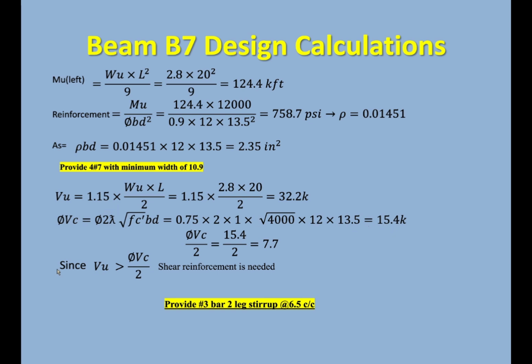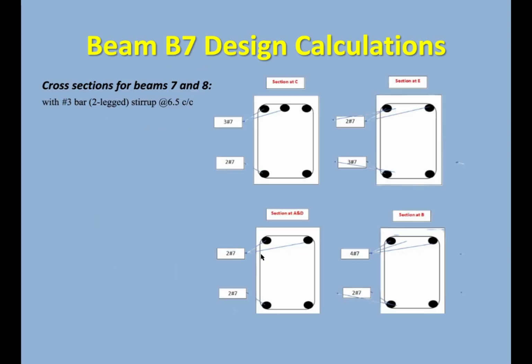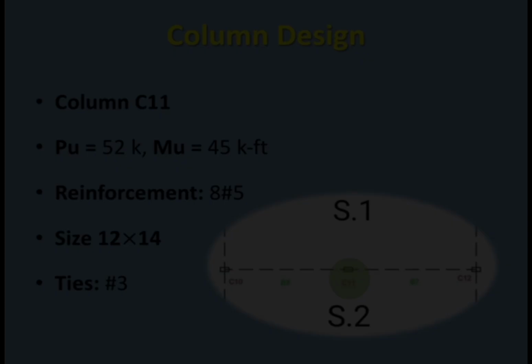And at the end, since the ultimate shear force is more than half of the design shear force of the concrete, then shear reinforcement is needed. And we provided number 3 bars with two-legged stirrup at 6.5 inches center to center. And this would be the cross sections for both beam 7 and 8 at the decided sections of C, E, A, D, and B, and their respective reinforcement.